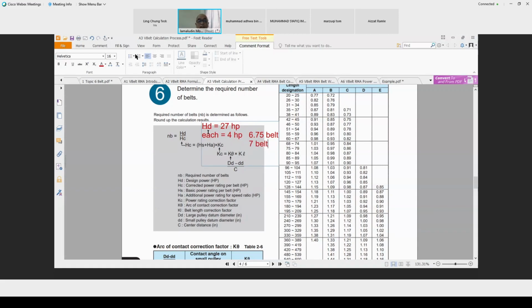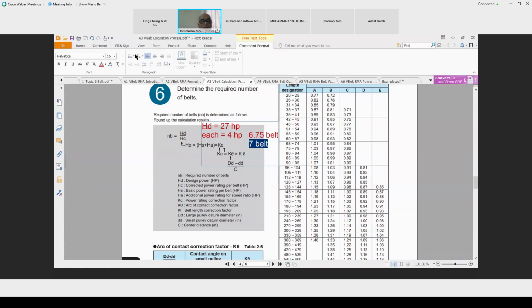Alright, this is going to be 7 belts. That means the answer is going to be the next round number. In order to have a design power of 27 horsepower, with each belt rated at 4, we need 6.75. Therefore, the solution is going to be that. That's the main idea.